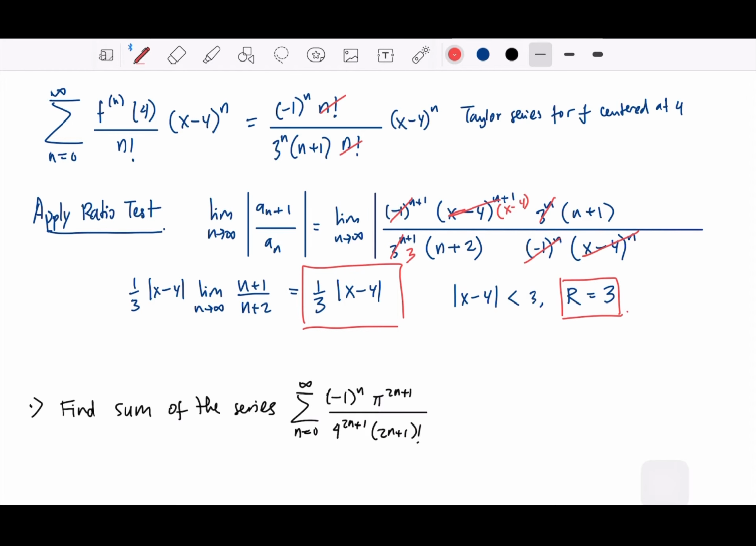Okay, now the next question. Anyone get the idea how to solve it?